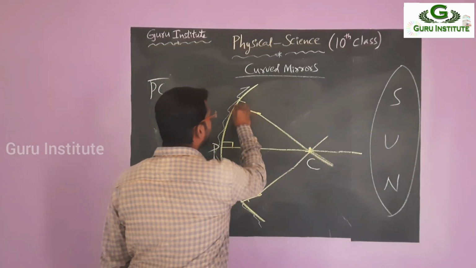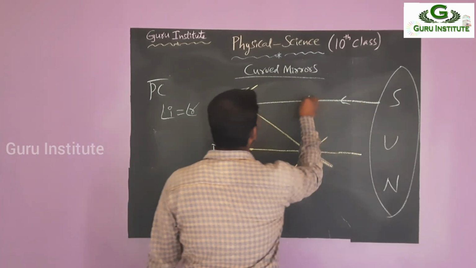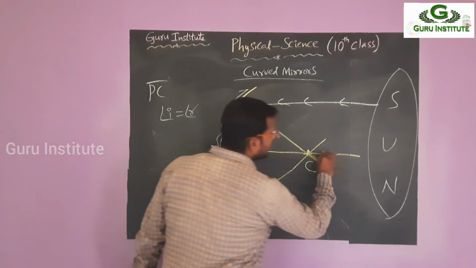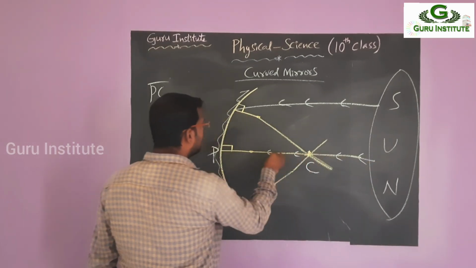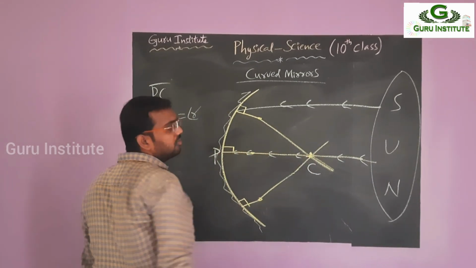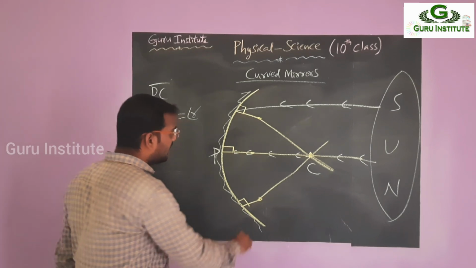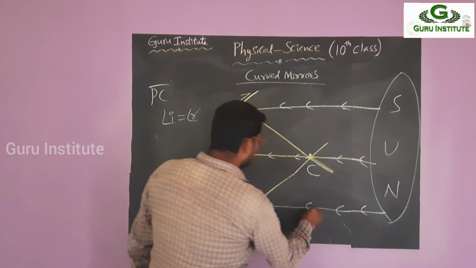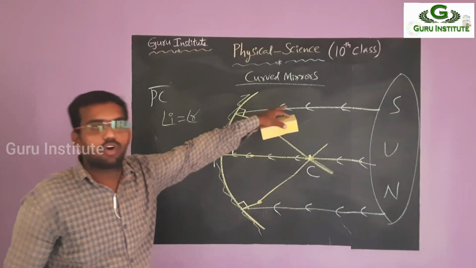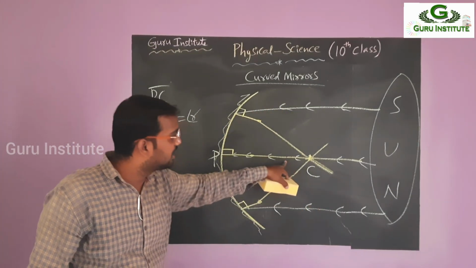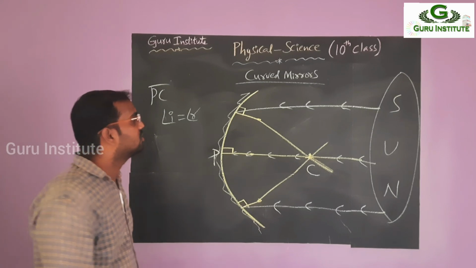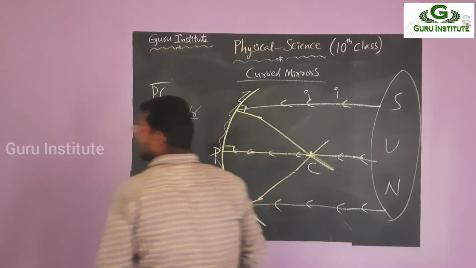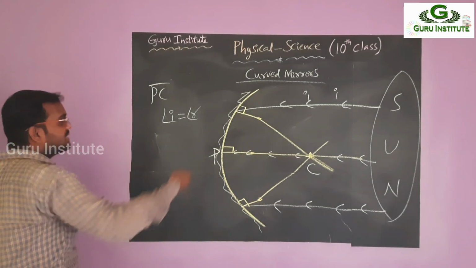I am taking the first parallel ray from the Sun that falls at this position, and I am taking the second one here. That meets at the pole. Again I am taking the third parallel ray here. I am taking the first one at the top, the second one at the middle, and the third one at the bottom. Now this is the incident ray, right?